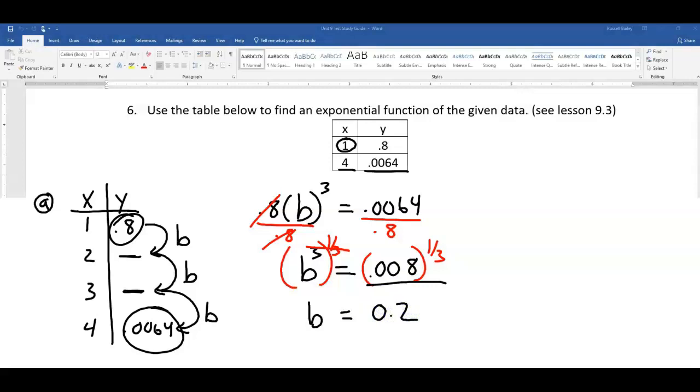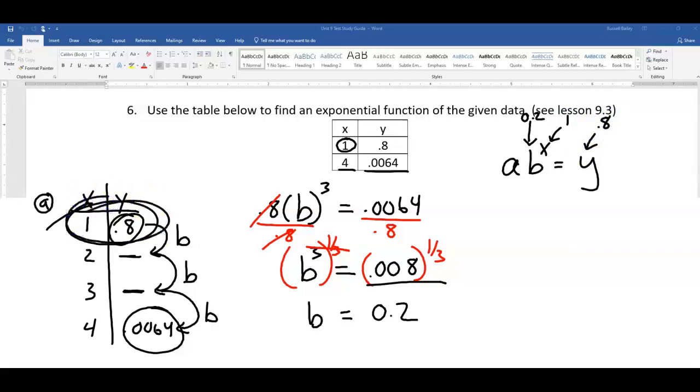The next step is to find our a value. To find your a value, you're going to harken back to what exponential functions look like. And we're going to plug in a number for b, which we already know is 0.2. We're going to plug in a number for x, which I'll use these 2 points. The x value is 1. And I'll plug in a number here for y, which is 0.8. Both of those last two came from our first point. Now you could use your second point, but I like to pick the ones with the smaller or easier numbers. So if I plug those things in, I have the following.